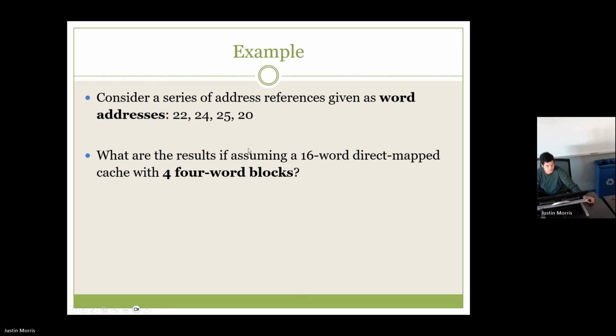Now, what are the results if we are assuming a 16-word direct map cache with 4 word blocks? So with 4 word blocks now, how many indexes do I have?